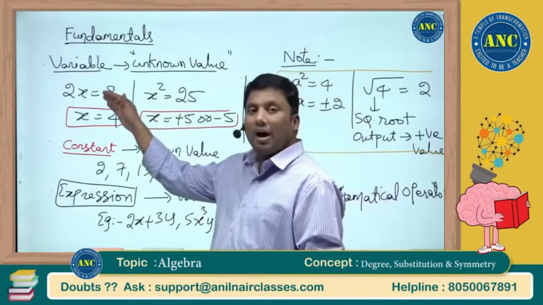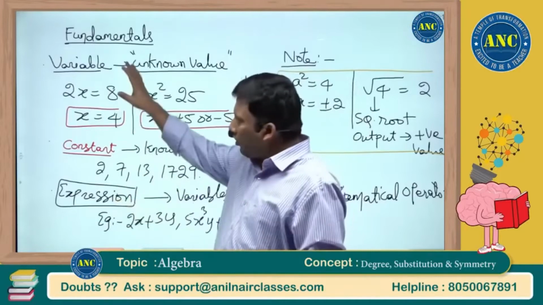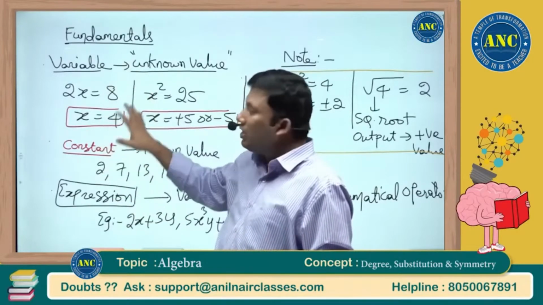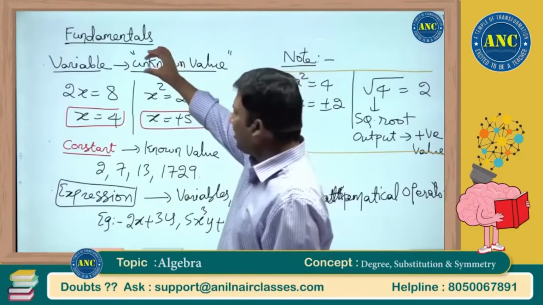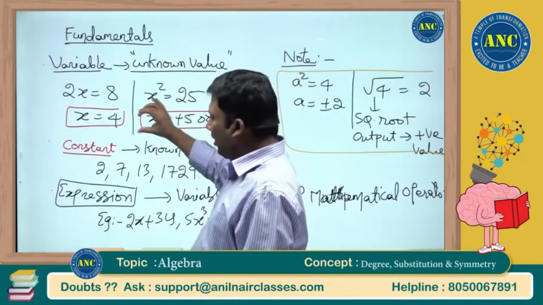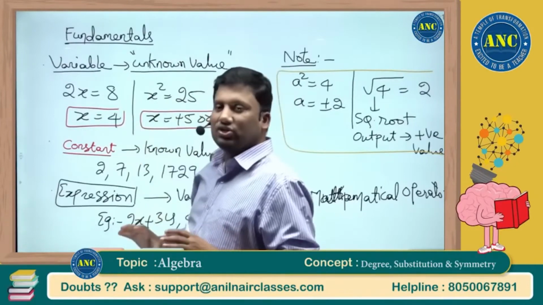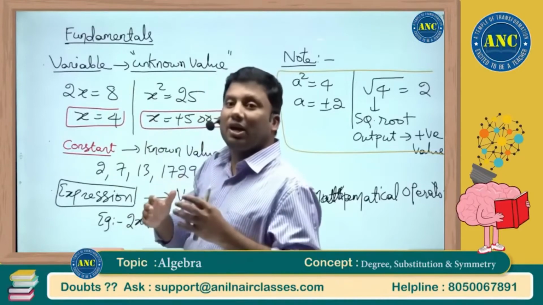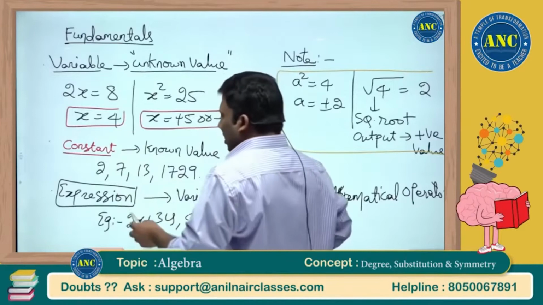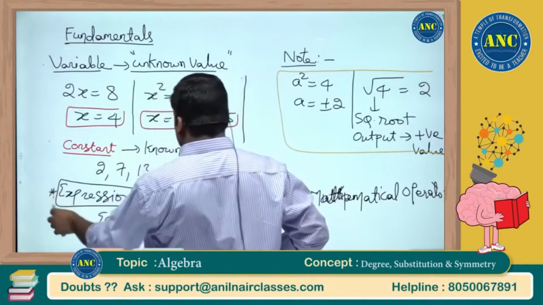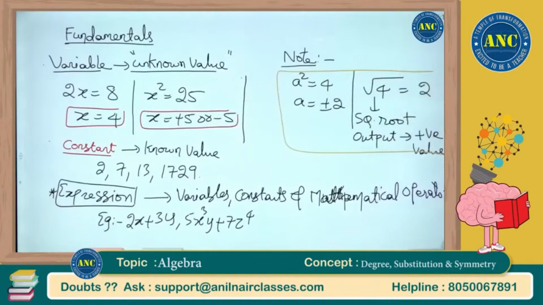What is a variable? Unknown value. In all the questions we are discussing today, we are going to use all these terms. So I am defining them for the sake of non-mathematical students. Variable is an unknown value. Constant is a known value. Constant will never change. Variable is a dynamic quantity which changes. Constant is a static quantity. Expression is a way of expressing using variables, constants, and mathematical operators.